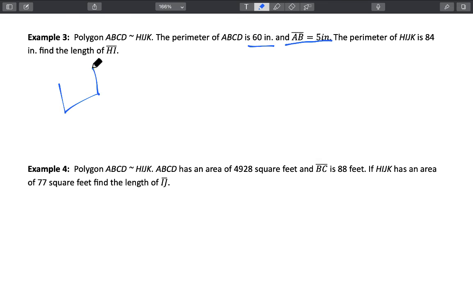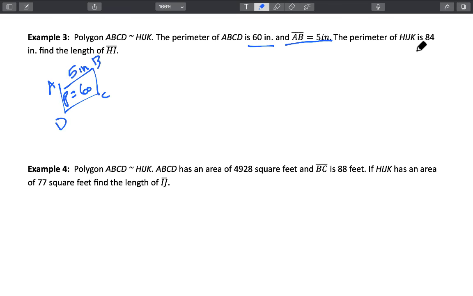Alright, so let's just sketch something here. It doesn't have to be perfect. Let's just say this is ABCD. We don't know that it's a rectangle, maybe it's a parallelogram. Its perimeter is 60, and AB is 5 inches.